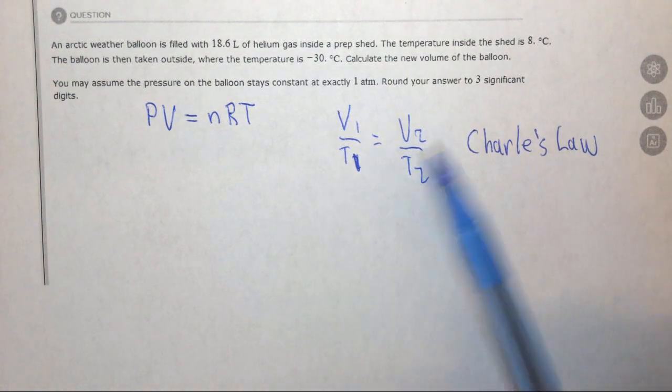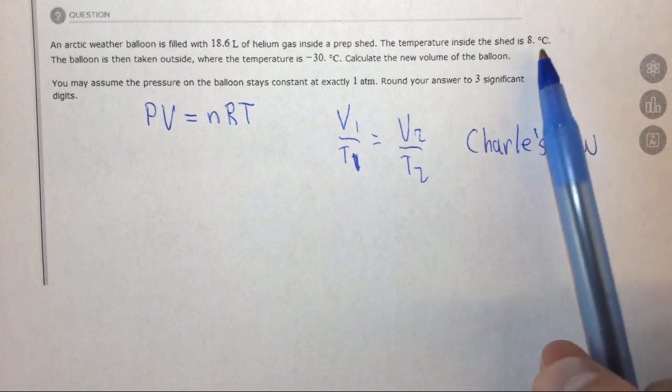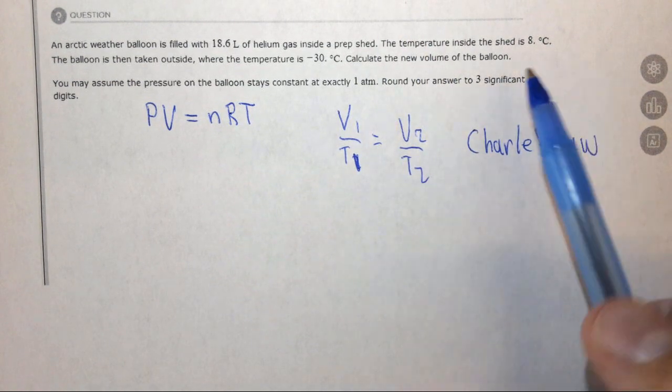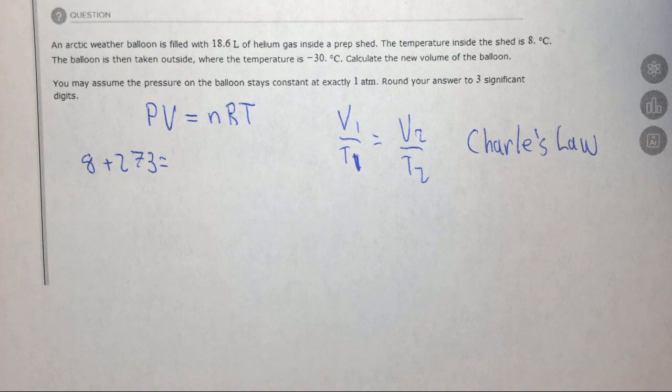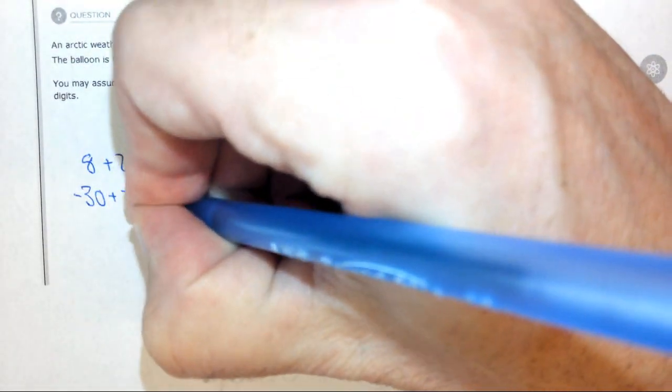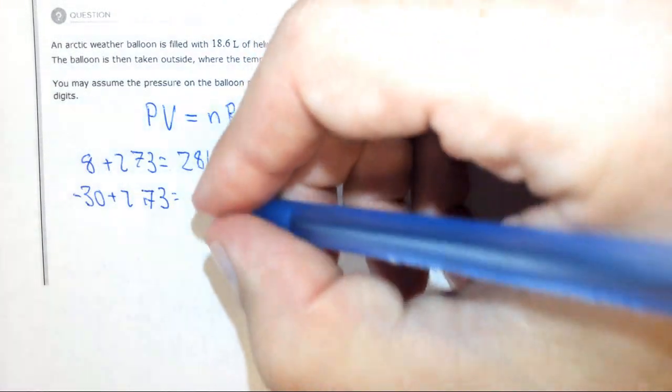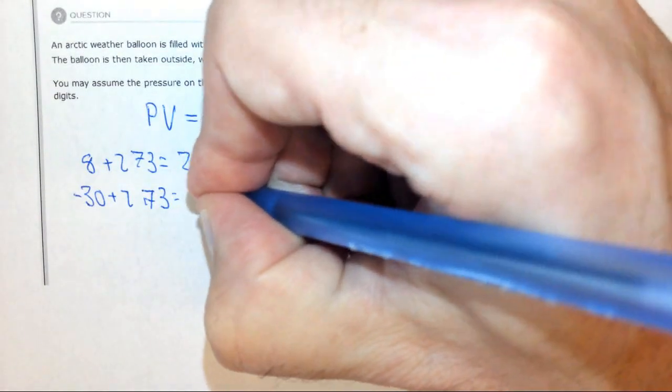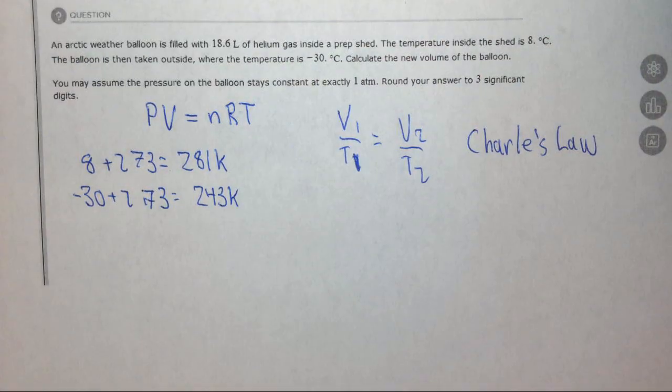So, in order to use this, we have to put the temperatures in Kelvin. You can't put the temperatures in Celsius. So to do that, we add 273. So if we take 8 plus 273, we get the initial temperature of this balloon is 281 K. And then if we take minus 30 plus 273, we get the final temperature of this balloon is 243 K.